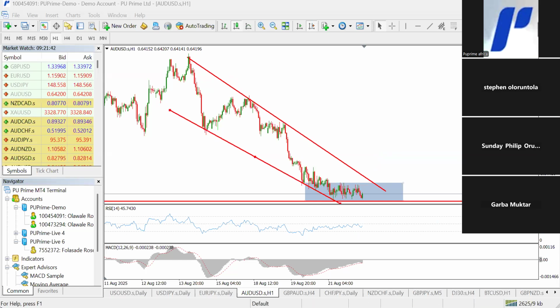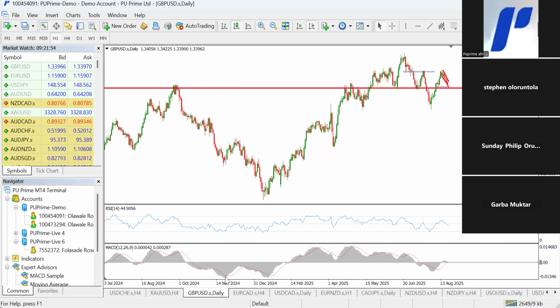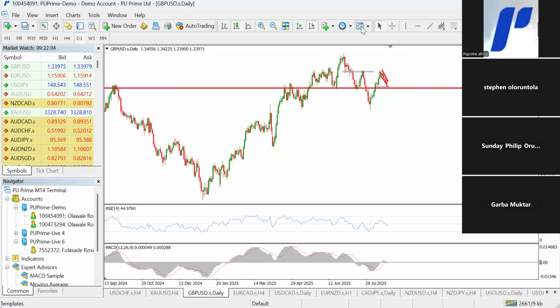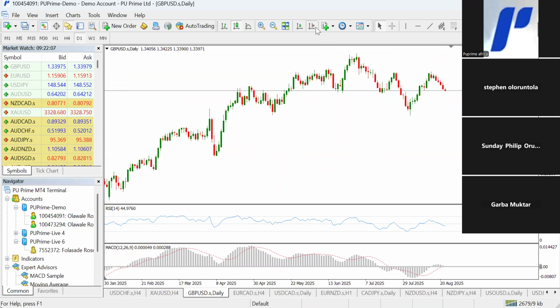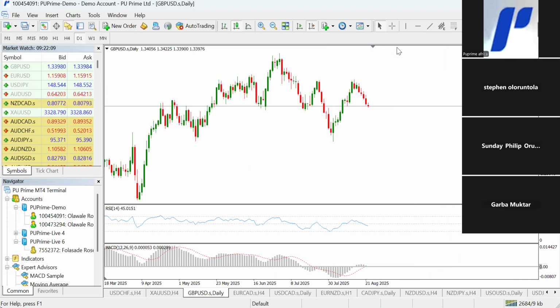And also, I said I'm looking at the AUD USD. I'm also looking at the GBP USD. All right, so this is the GBP USD.